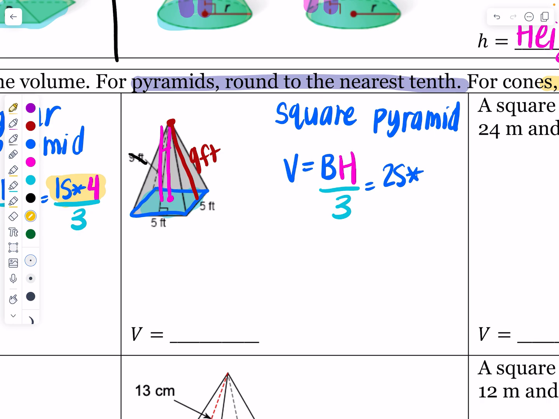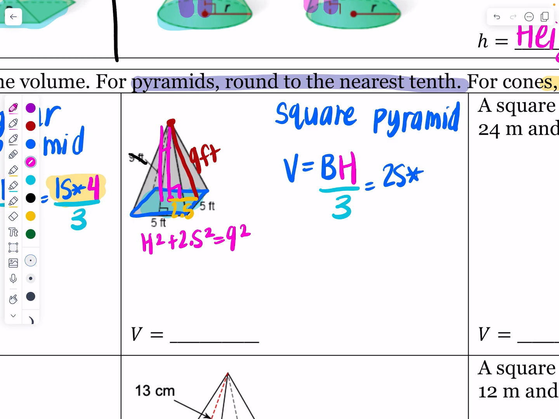And then to find the distance from this height, the center of the square, to where you measure for the 9 feet, you're going to take 5 and divide it by 2. So that's going to give me 2.5 for this piece of the right triangle. And so I'm just going to use the Pythagorean theorem. H squared plus 2.5 squared equals the slant height squared. I don't need the slant height for volume. I need the height that is happening on the inside of the shape.